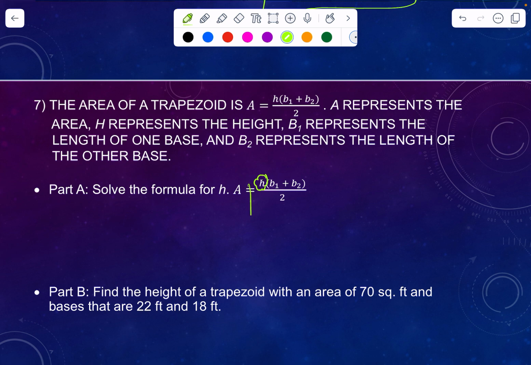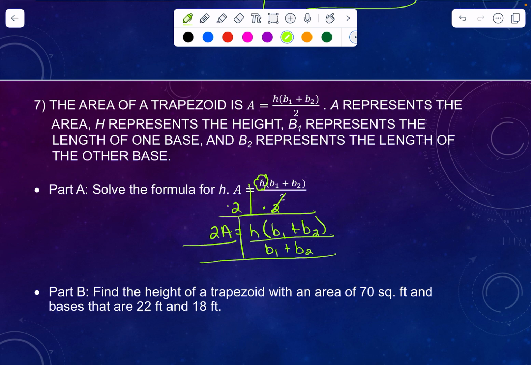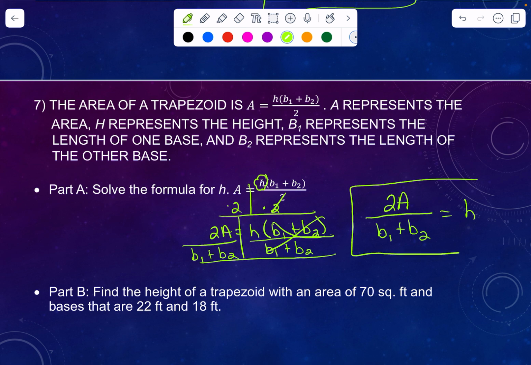So when we look at this equation, the first thing I want to do is multiply both sides by 2. So now I have 2a equals h times b1 plus b2. Now it's h times that whole grouping, so I'm going to divide by that grouping. And now we have our answer. So we have 2a over b1 plus b2, and that will equal h.